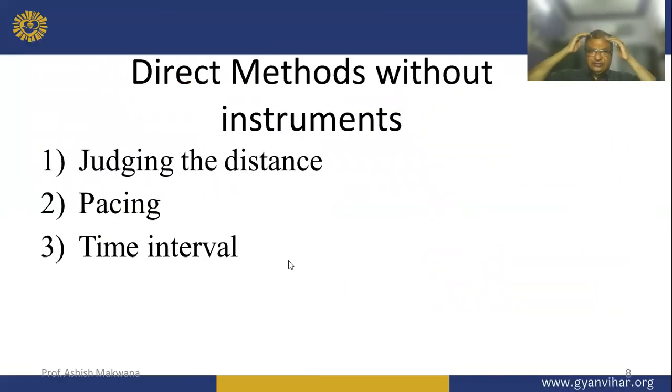Judging means you have an idea of your fixed distance. Generally a human step is about 0.8 meter. Suppose it is 1 meter, and you go to that place, take a round, count your steps, and estimate, say, 700 meters. So: judging the distance, pacing the distance, and time interval.